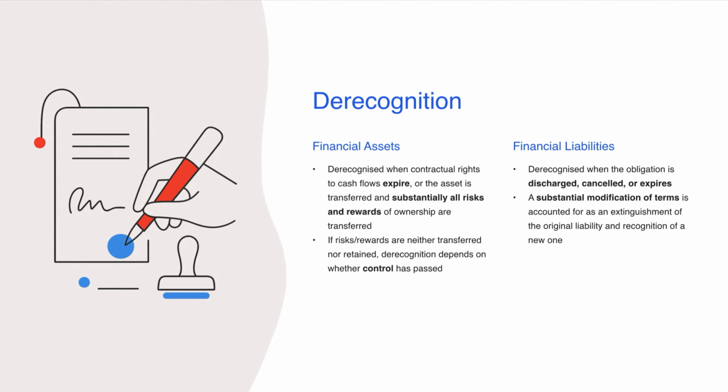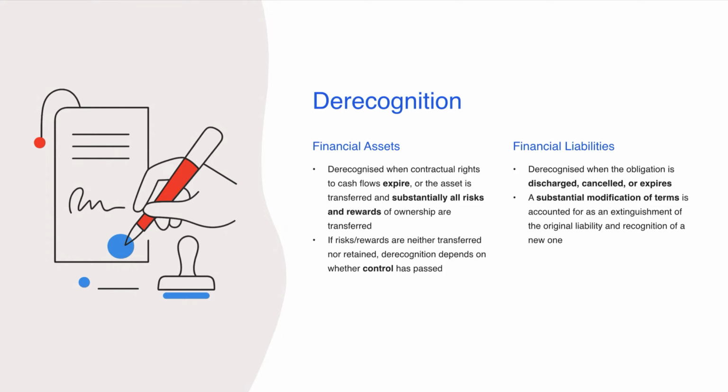Next is derecognition. In simple terms, when do we stop recognizing a financial asset? A financial asset is derecognized when the contractual rights to its cash flows expire. It can also be derecognized when the asset is transferred and the relevant derecognition requirements are satisfied. For transfers, we analyze the risks and rewards of ownership. If substantially all the risks and rewards are transferred, derecognition normally follows. If substantially all risks and rewards are neither transferred nor retained, we then consider whether control has been transferred.